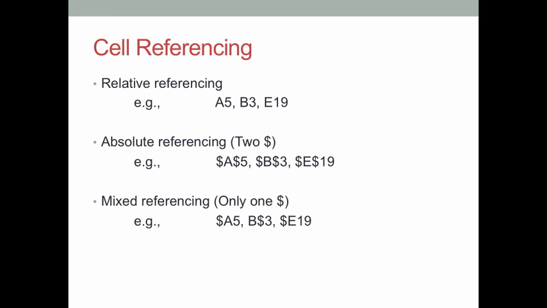Remember, if we don't use any $ sign in the positions, the cell referencing is called a relative referencing. If we use two $ signs, one in front of the column position, another one in front of the row position, then the cell referencing is called absolute referencing. If we only have one $ sign, it's either in front of the column position or in front of the row position. Then the cell referencing is called a mixed referencing.